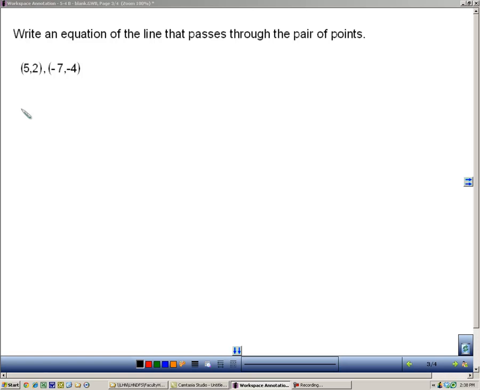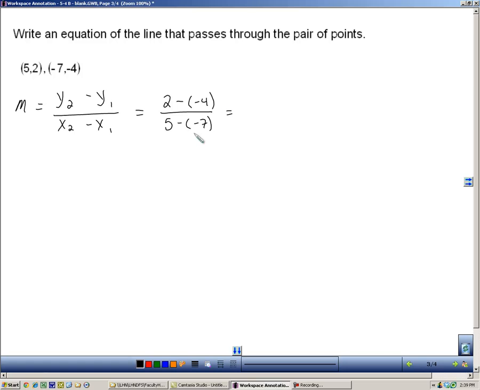Here's another example. Slope-intercept form means I need to start with slope. I'm going to do the 2 first, so I'll do 2 minus negative 4. And that means I got to do 5 minus negative 7. Remember, minus a negative is the same as adding the additive inverse, so this is really a 2 plus 4. And this is really a 5 plus 7. Reducing that fraction, looks like my slope is 1/2.